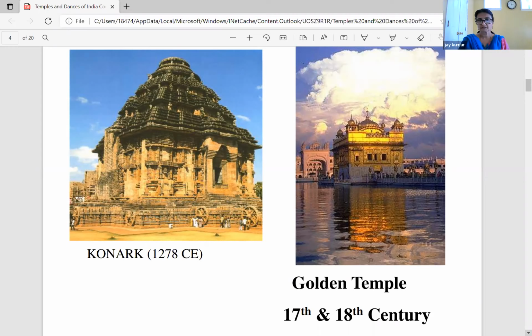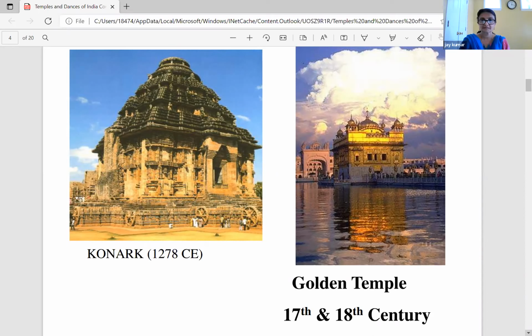This temple was built between the 17th and 18th century. This is a place where people of the latest religion worship. The latest religion in the world is called Sikhism. You may have seen people with a turban on their head, particularly the men. They belong to this religion, and this temple is called the Golden Temple because it has a plate of gold all around it. That's the reason it is called the Golden Temple.